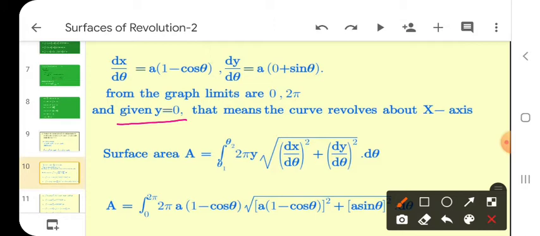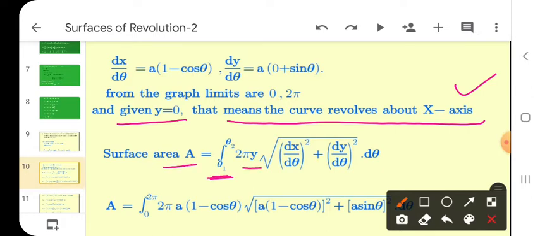Given y equals 0, that means the curve revolves about the x-axis. On the x-axis in parametric form, what is the formula of surface area of a solid? A equals integral theta 1 to theta 2, 2 pi y root of (dx by d theta) whole square plus (dy by d theta) whole square.